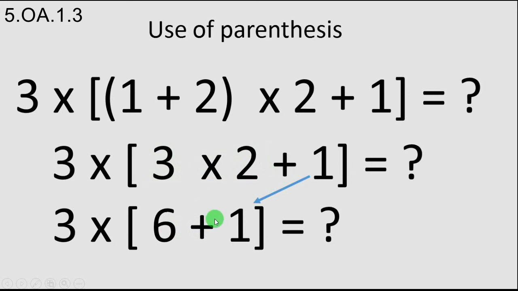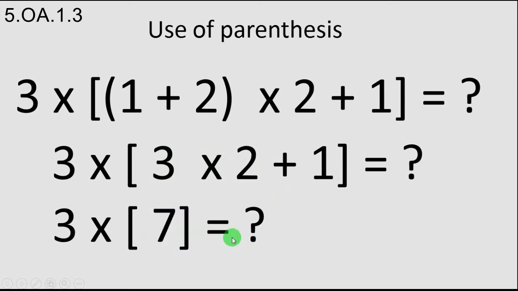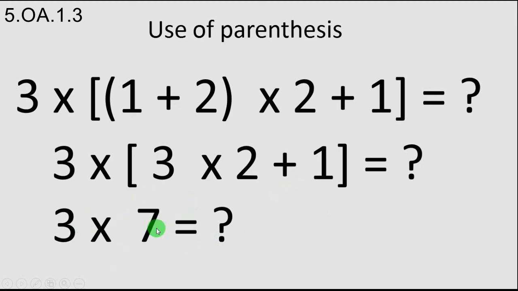We just copy the 1. Now we have a bracket with an operation inside. We must solve it. 6 plus 1 is 7. We just get rid of the brackets now. 3 times 7 is 21. This is the answer to the exercise.